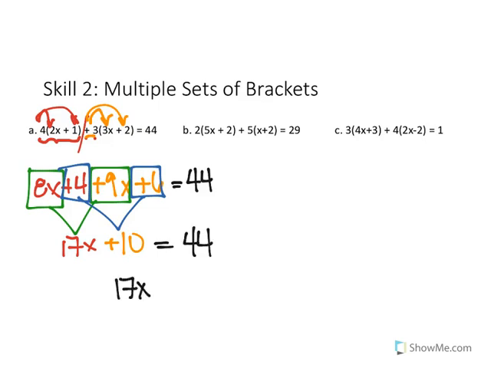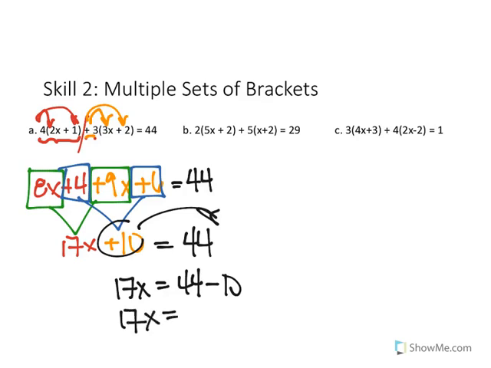This becomes 17x equals 44 minus 10, because we moved this to the other side. 17x then therefore becomes 34. Therefore, 17x divided by 17 makes x, and 34 divided by 17 makes 2. So x is 2. Now go ahead and continue with the next two problems.